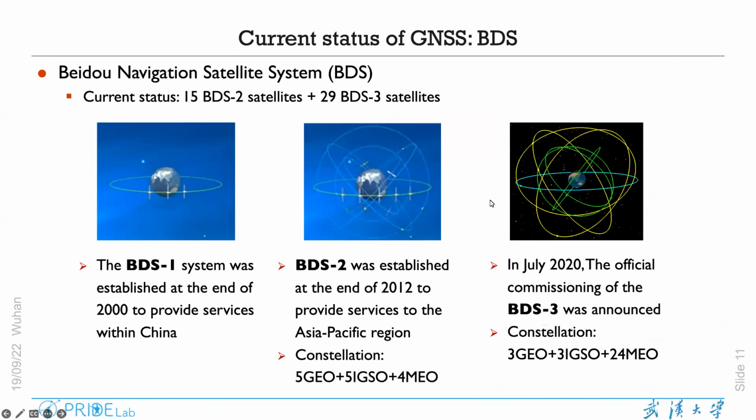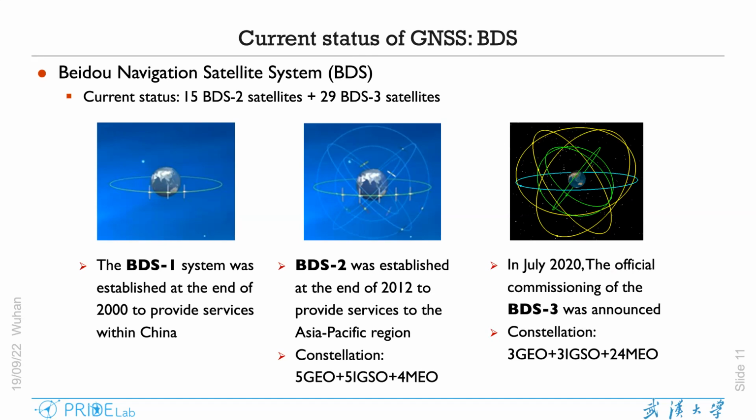And this is the status of the BeiDou system, which is developed by the Chinese government. We currently have BDS2 and BDS3. The BDS1 system was established in the year 2000 using 3 GEO satellites. It can provide services within China, but you have to send the signals to the satellite first before you can get your position, so it has a low precision. So it's just a demonstration system.